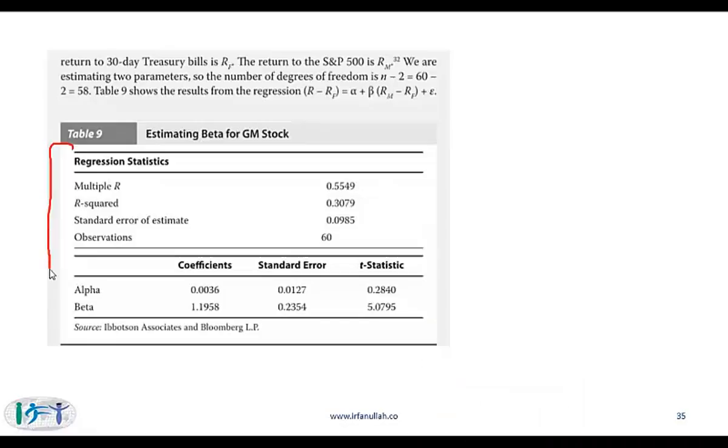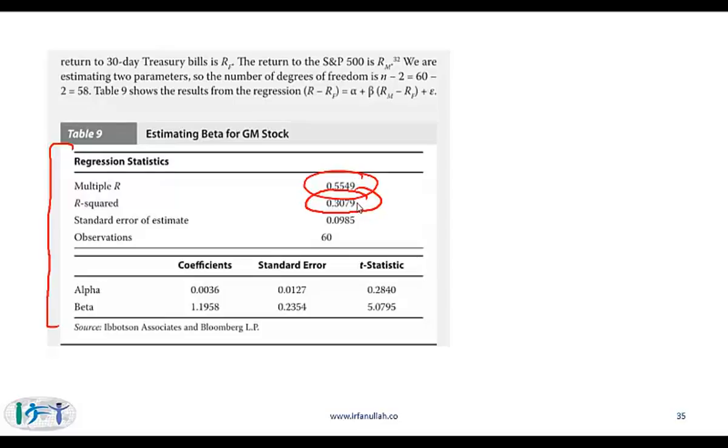When we run the regression, here are the regression statistics. And on the exam, obviously you will not do the regression, you will be given the regression results. So what does this multiple R mean? Actually, the R squared is this number, 0.3079. So what does R squared mean? This is also the coefficient of determination. So this is the fraction of the total variation that is explained by your model.